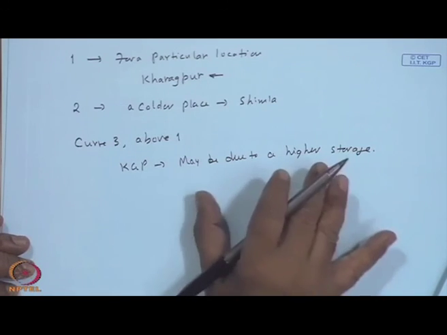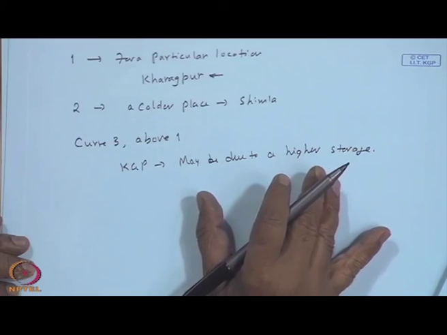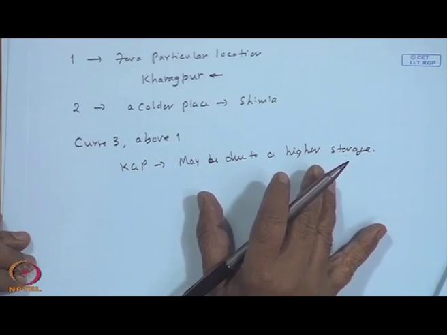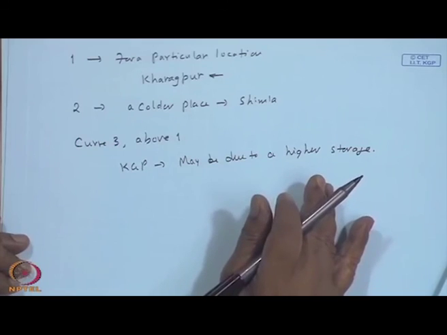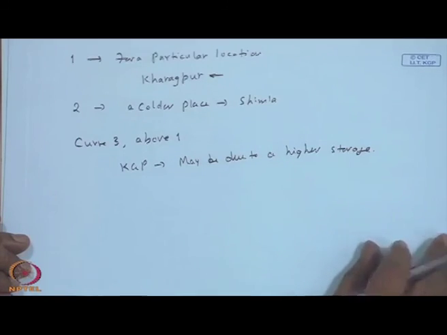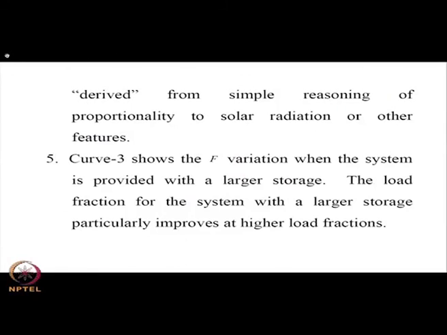In principle, if you have a seasonal storage, the effectiveness will be very, very much improved, though one has to account for whether that large seasonal storage is cost effective or not. So, we shall in the next class try to find out how we can find this solar load fraction. One way is to make an hour by hour calculation, or are there any simpler methods? Thank you.